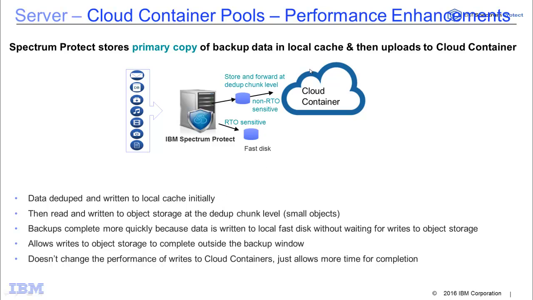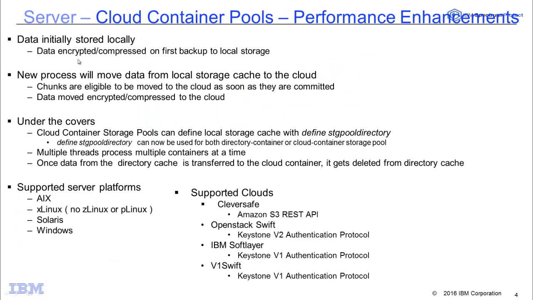Now, the actual performance of the writes to the cloud containers isn't changing. What's changing is just the staging area for the initial write. You can choose to have the data initially stored locally. When it is written to this local cache, it will be encrypted and compressed first and then stored on that local storage. A new process will then move the data from the local storage out to the cloud. So as soon as the chunks are committed, they can be written out to the cloud. And when we write to the cloud, we're writing in an encrypted and compressed format.